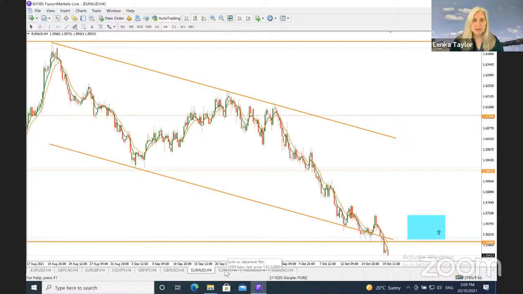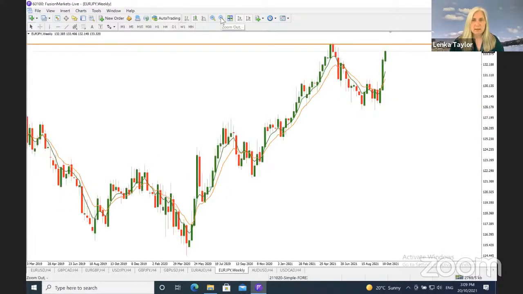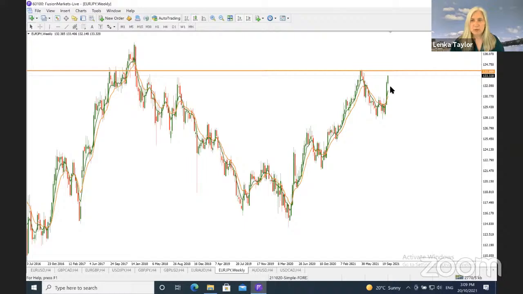The next currency pair I'm looking at is EURJPY. And this I'm looking for a short. So on the weekly, we're now at the top of that resistance, or quite near, not really at the top yet, but near.